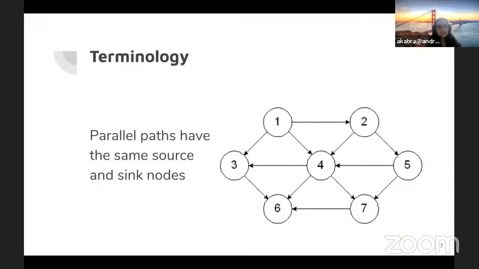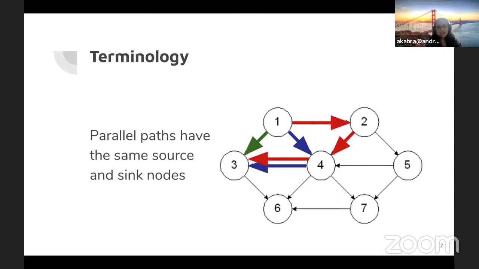I'm going to be using the term parallel pair of paths to mean paths that share the same source and the same sink node. Here, the green, the blue, and the red path are all parallel to each other. And then I'll be using the term parallel pair, which is just a pair of parallel paths. For example, the green and the blue paths form a parallel pair.